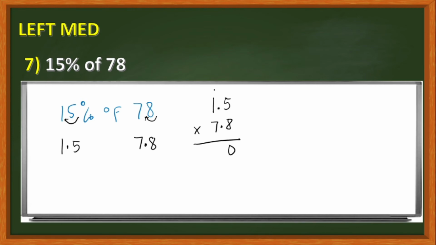8 times 5 is 40. Regroup 4. 8 times 1 is 8 plus 4, we have 12. 7 times 5 is 35. Regroup 3. 7 times 1 is 7 plus 3 is 10. Then add. Count the number of decimal places. 1, 1. So we have 2. Then write the decimal point. So this would be the answer. So 15% of 78 is 11 and 70 hundredths.